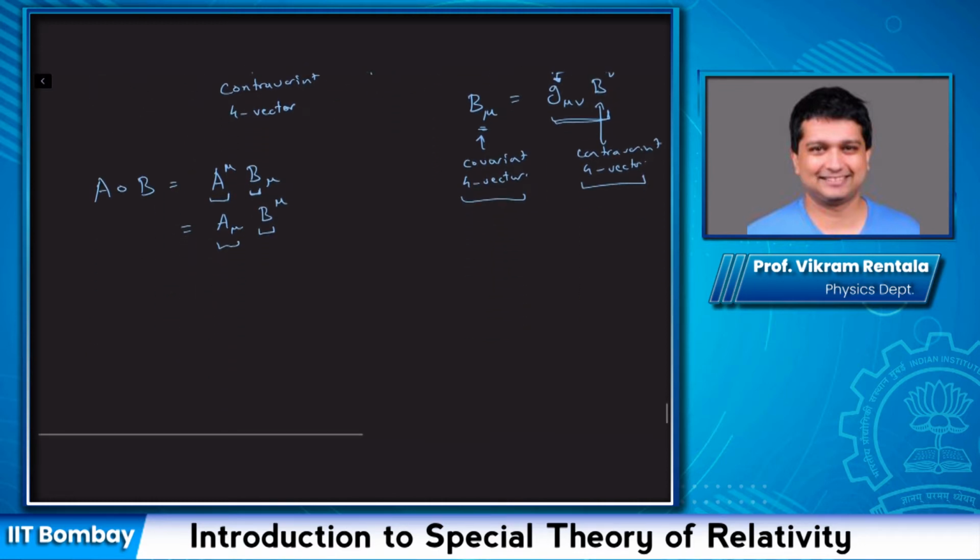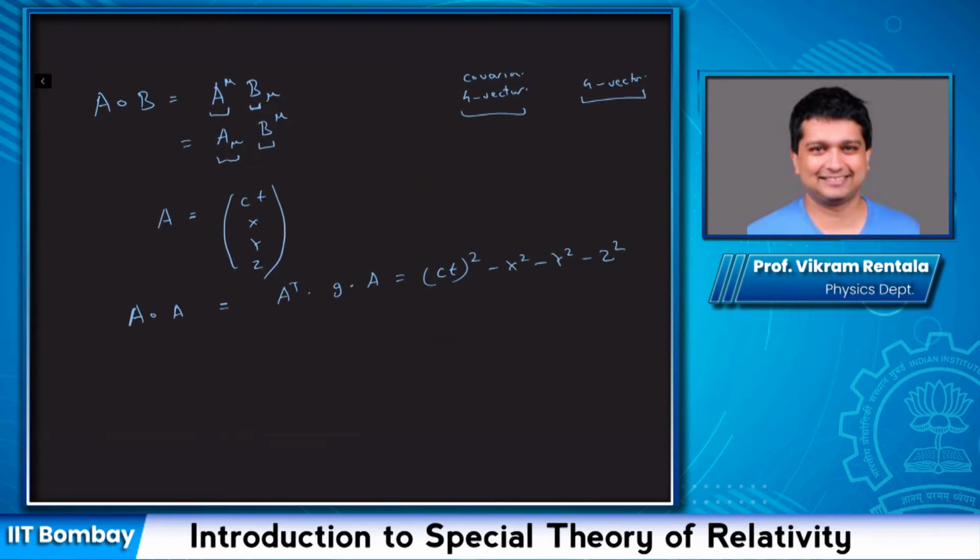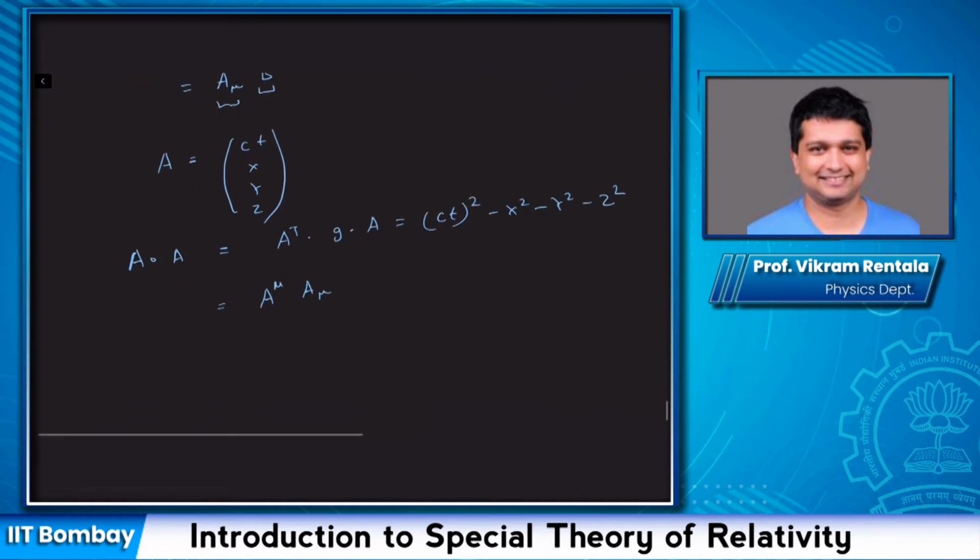So to be concrete, let's take A to be (CT, X, Y, Z), and let's consider the dot product of A with A. A dot A is A transpose dot G dot A, which you can write as CT squared minus X squared minus Y squared minus Z squared. This is the space-time interval. But you could have also written this in terms of A mu A mu.